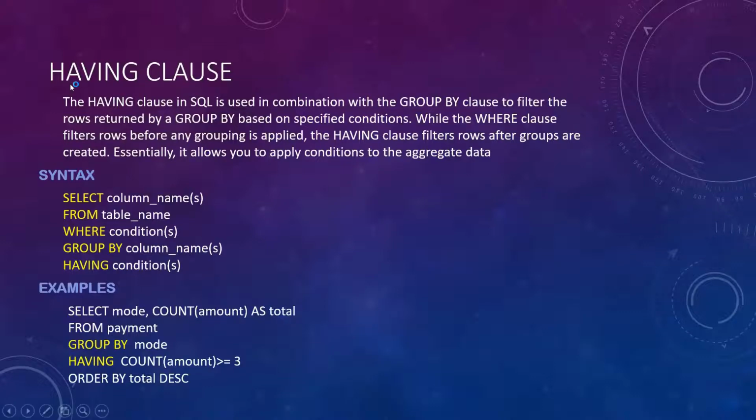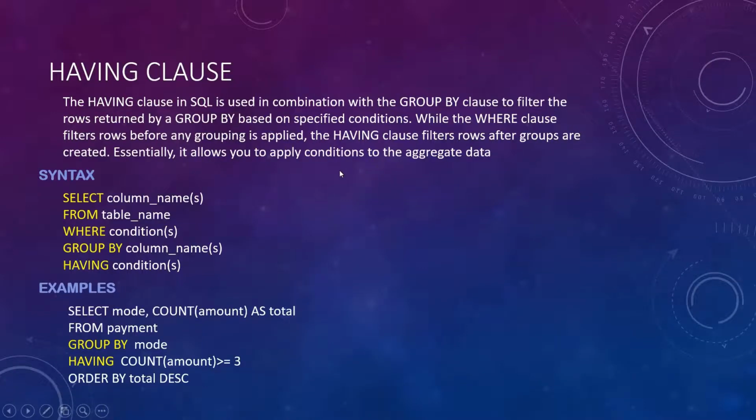We have one more clause, the HAVING clause, which is very much similar to the WHERE clause, but it is often used with the GROUP BY statement. The HAVING clause in SQL is used in combination with the GROUP BY clause to filter the rows returned by a GROUP BY based on specified conditions. While the WHERE clause filters rows before any grouping is applied, the HAVING clause filters rows after groups are created. Essentially, it allows you to apply conditions to the aggregate data.